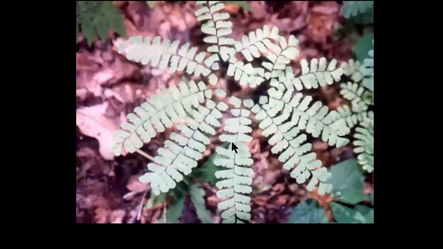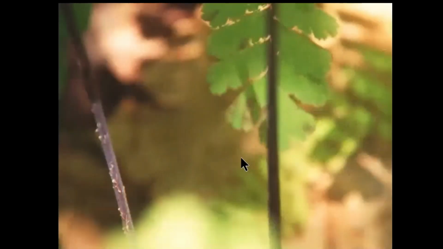There's the northern maidenhair fern, very unique shape, with purple and very stiff stipes that Native Americans used to make baskets. And even the next spring, you can still see these stipes above ground.